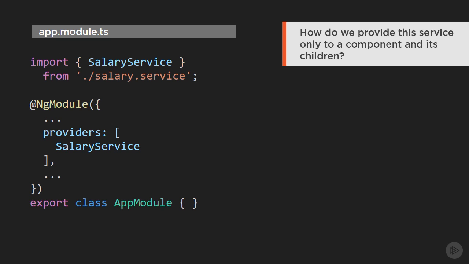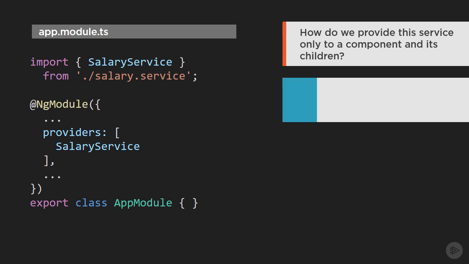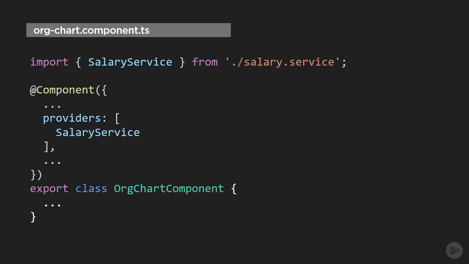How do we provide this service only to a component and its children? We provide it in our component metadata. Let's look at that. Here's an org chart component, and again we're importing SalaryService from the salary.service file, and our component metadata also has a providers array, and we're specifying SalaryService here.